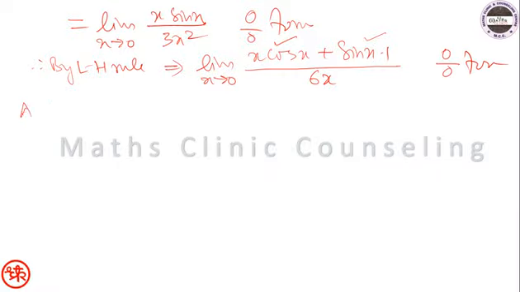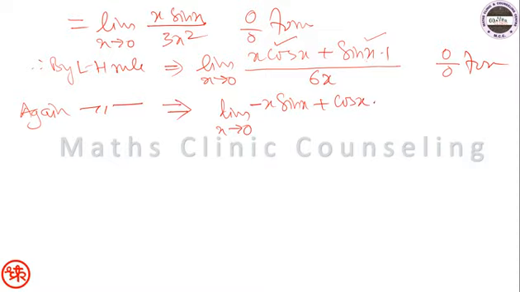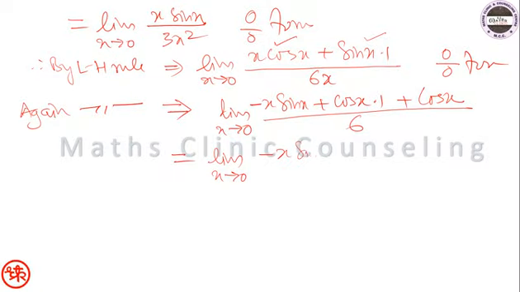So again by L'Hospital rule, you will get limit x tends to 0, the derivative of x cos x is minus x sin x plus cos x into the derivative of x which is 1, plus the derivative of sin x which is cos x, divided by the derivative of 6x which is 6. So this is equal to limit x tends to 0 of minus x sin x plus 2 cos x divided by 6.